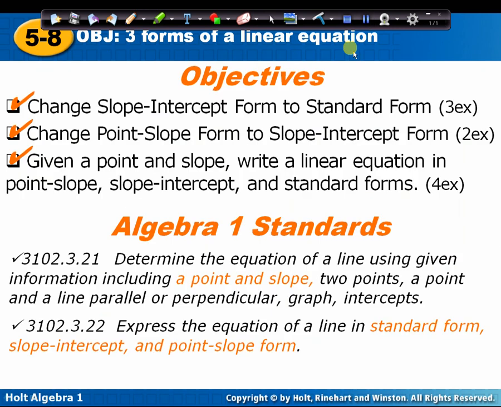All right, we do have one more example, but it's a real-world example, so we will do that one in class tomorrow. We've now looked at all three objectives. We can change slope intercept form to standard. We can change point slope form to slope intercept form. And given a point and a slope, we can write a linear equation in point slope, slope intercept, and standard form. This is the end of your video.